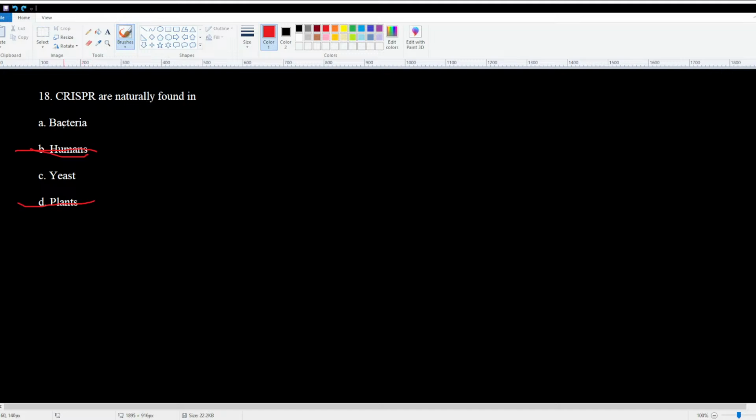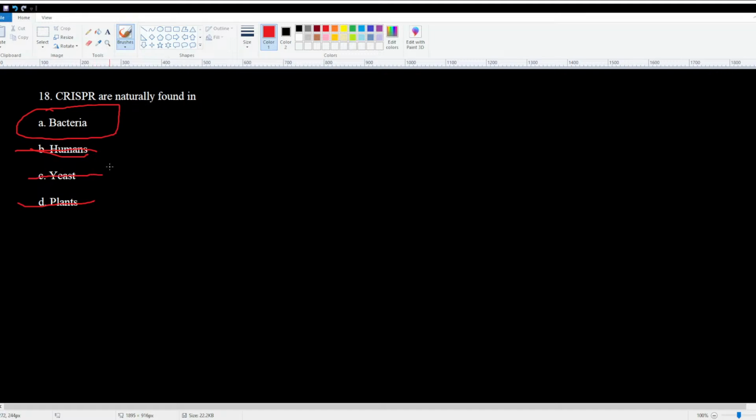CRISPRs, I can't remember the acronym. The acronym doesn't really mean anything. I just remember palindromic something. CRISPRs are a defense mechanism for bacterial cells, right? If there's an invading virus, for example, CRISPR can go in and cut up the DNA and make it ineffectual. So we have gone and used this for our own benefit, just like humans always do, right? So the answer is going to be A.